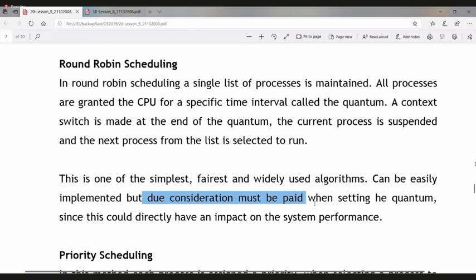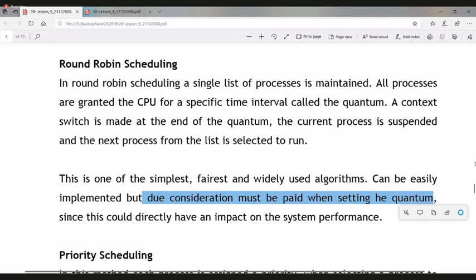Due consideration must be paid when setting the quantum. So what's the clock cycle time quantum? You have to give due consideration, because if it is too long, one process may finish before the quantum ends and the CPU is idle. What will happen if it is too short? Too many context switchings. Yes, you give only a little bit of time, then switch to another, right?